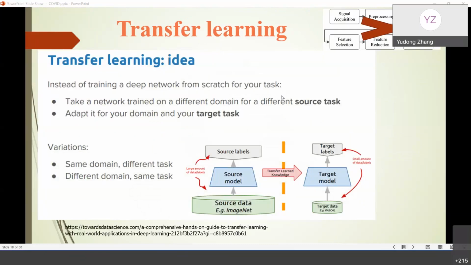Okay. So now we come to learn some machine learning models. First, we will report the results from our lab, the transfer learning. So why do we need transfer learning? Transfer learning is particularly suitable for COVID-19. It is suitable for the same domain but a different task, or a different domain but the same task. Transfer learning, compared to ordinary machine learning, uses a pre-trained model to solve the task in the same domain.